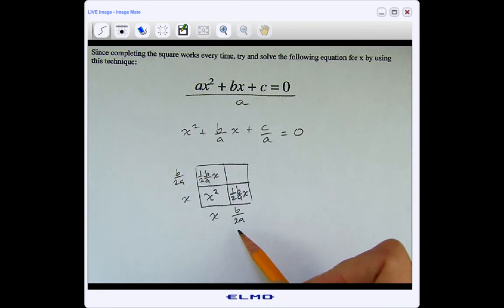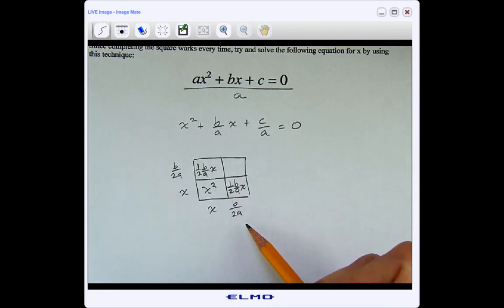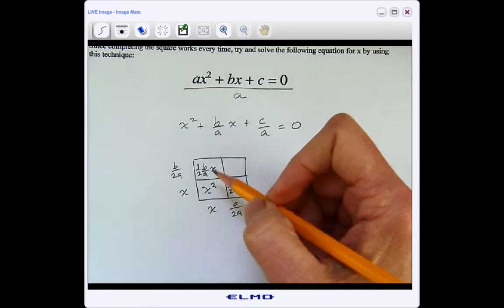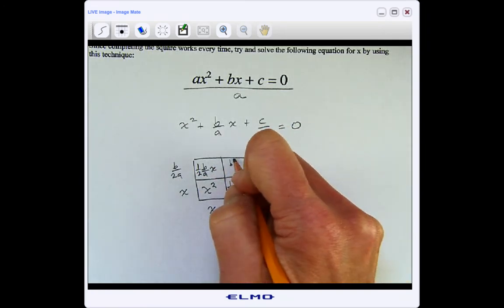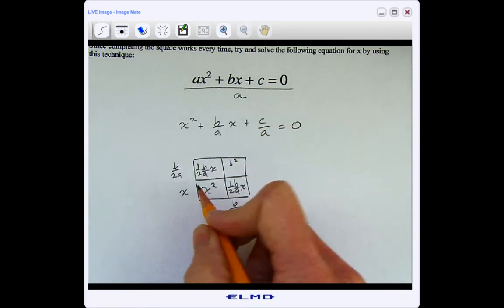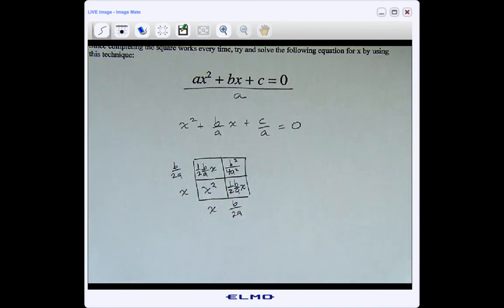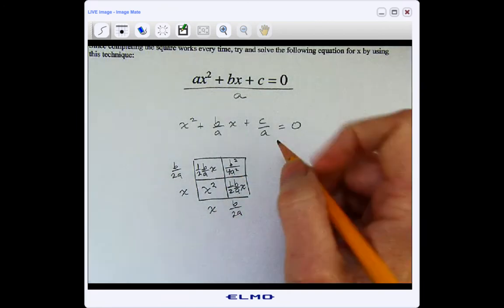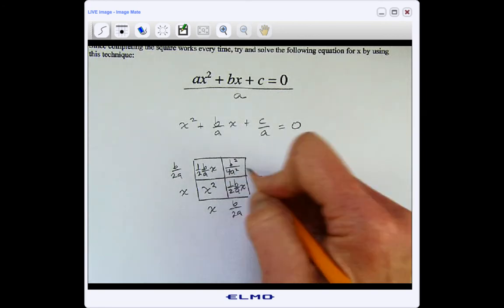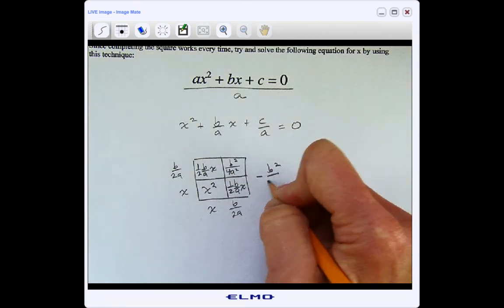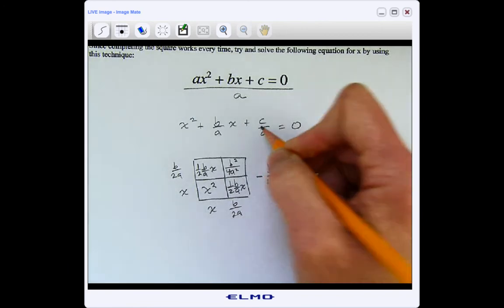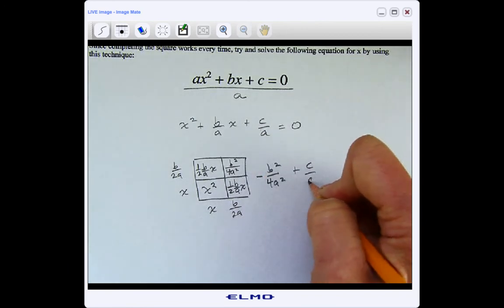My corner is found by taking b over 2a times b over 2a. So b times b is b squared. 2a times 2a is just 4a squared. So remember, if I was working with tiles, I'd need all those, so I'd have to also subtract them off to add them in here. So I'm going to subtract off what I just added here. And then I still have my plus c over a equaling 0.